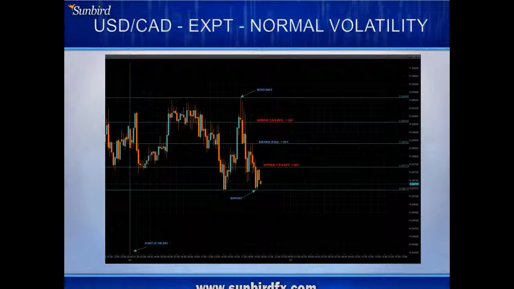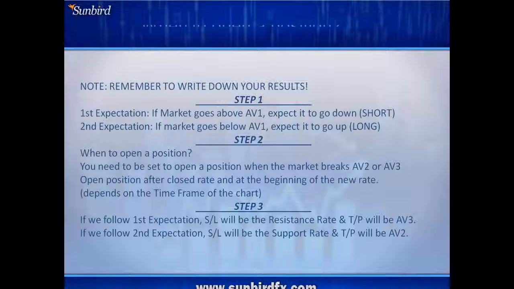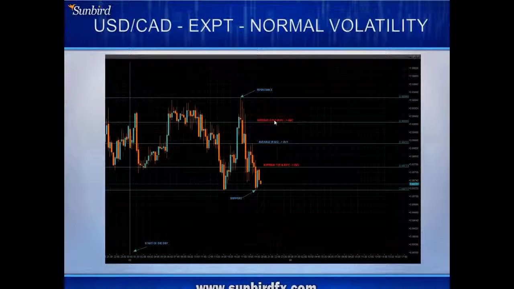Okay, so let's go back to our graph. All right, so here we have the start of the day. Okay, now we have our first expectation. What does our first expectation say? First expectation: if market goes above average 1, expect it to go down, meaning short. All right, so let's see. If it goes above average 1.